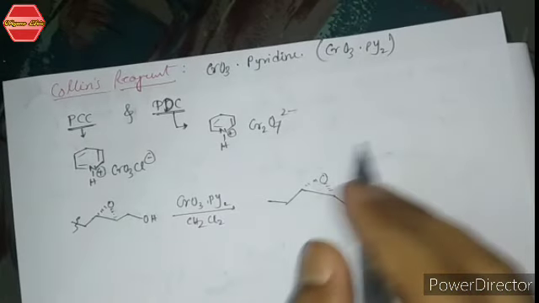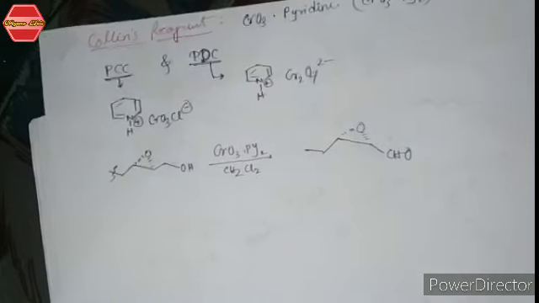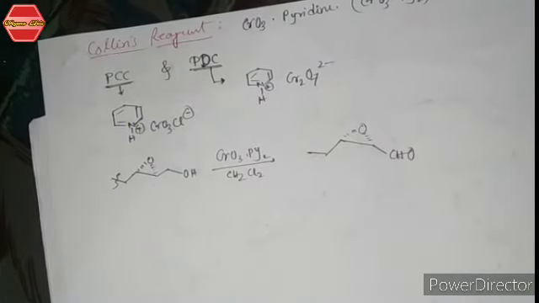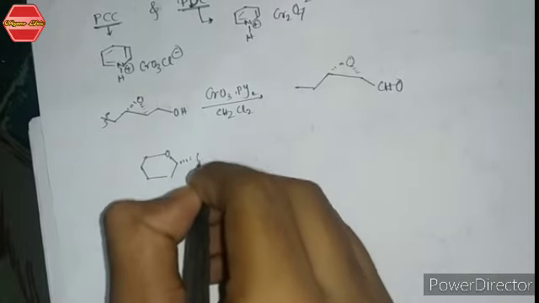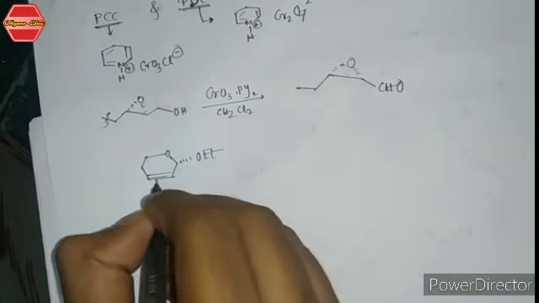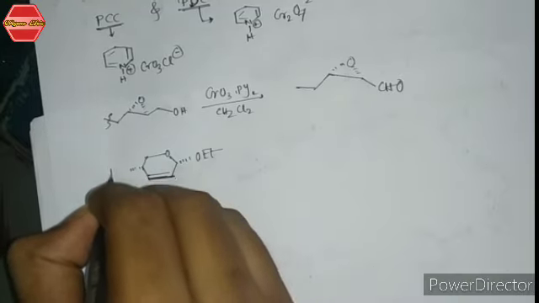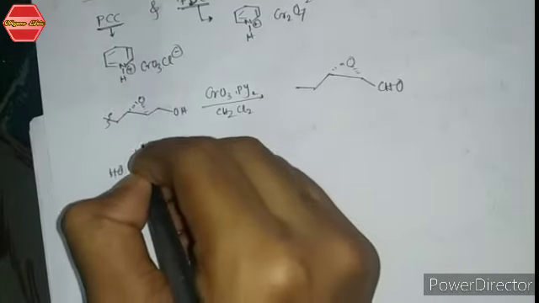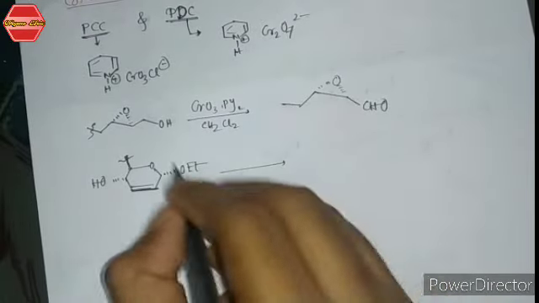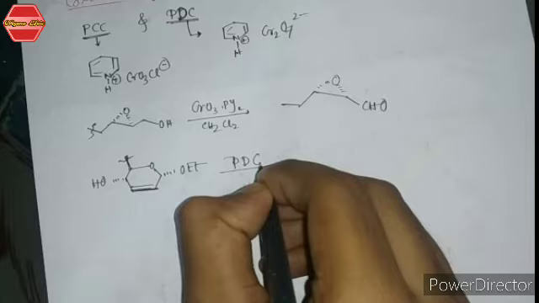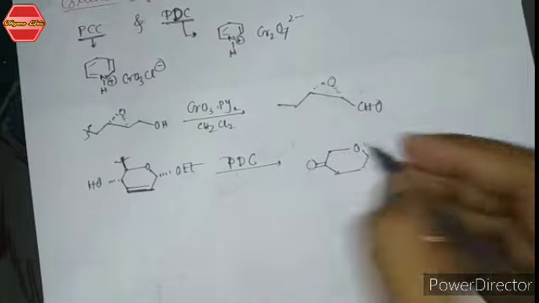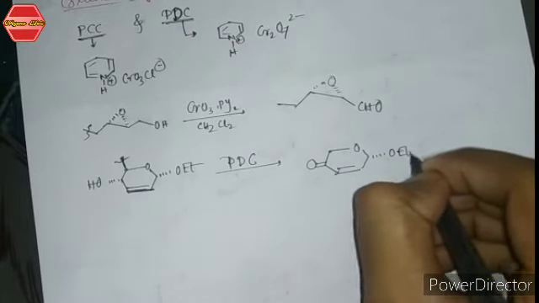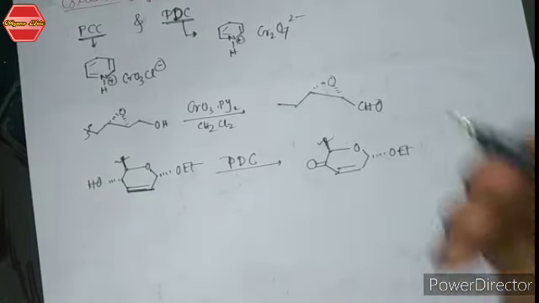Now there is one more important concept, if we use PDC. Let's take a complex like this. There is your OEt, and this is your OH, and here is your rest part. If we use PDC on this type of complex, what will be your product? The product is nothing but this type of ketone. This other part will remain intact.